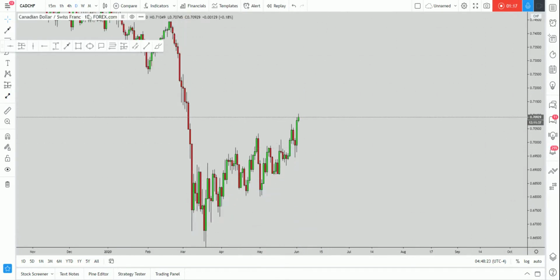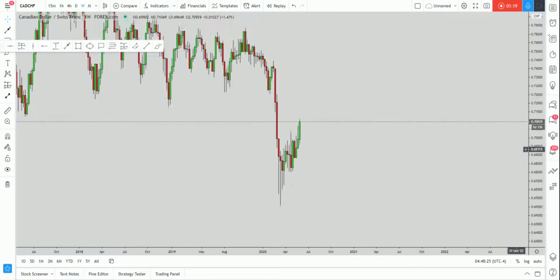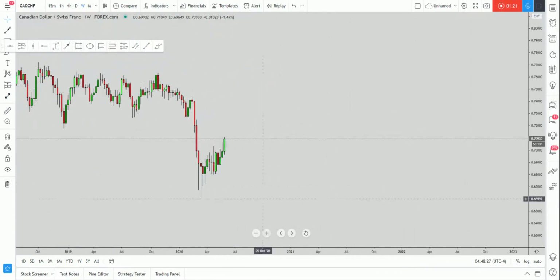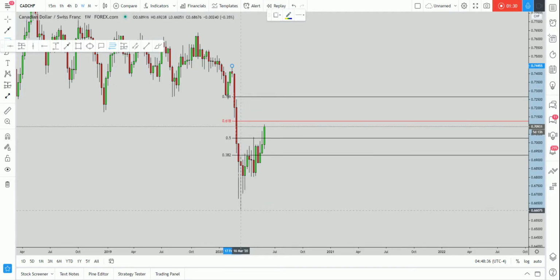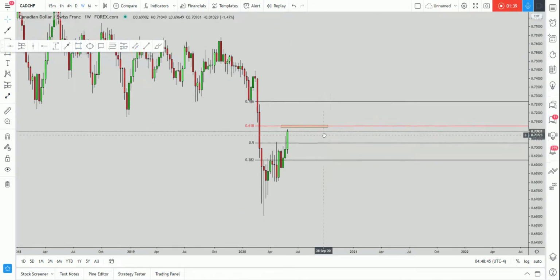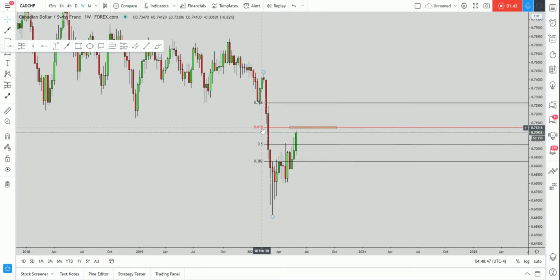Now, what is next for CAD CHF? To do this, let's back things up. Let's go back to the weekly time frame and see what kind of situation we have. Now, if we want to measure this retracement, what are we supposed to be doing? Taking our Fibonacci from the high to the low of the impulse. What we can clearly see is that the market is approaching the 0.618 Fibonacci retracement from a weekly perspective, an area from which we're supposed to see some rejection.